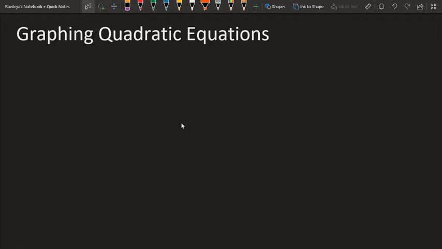Today we'll be learning about graphing quadratic equations. Now to graph quadratic equations, we want to look at the quadratic equation given to you and gather information from it in order to graph the quadratic equation. However, there are certain steps one must follow to gather the proper information.